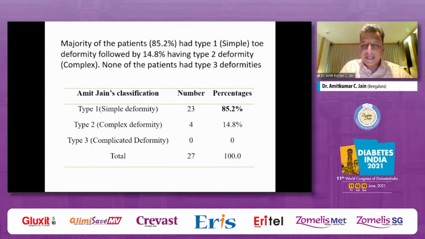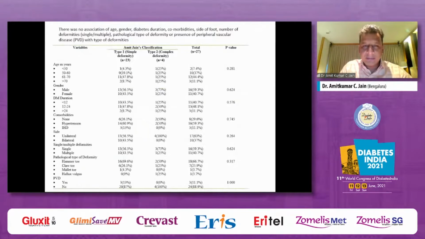And only 14.8% of these patients had a complex deformity where there was a presence of a callus or underlying ulcer, and none of the patients with type 3 deformity presented to us during this study period. We compared various parameters, and we found that there was no association of age, gender, diabetes duration, comorbidity, side of the foot, number of deformities, or PVD with any of these types. There was no significant association at all.